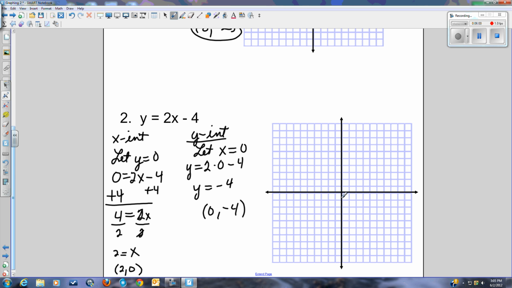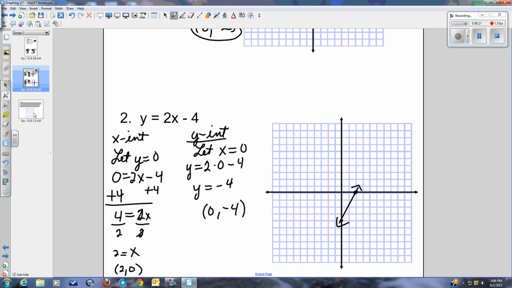So I'm just going to graph those 2 points. Here's (2, 0), (0, -4). And connect them. Put your arrows on the ends. So that's a pretty quick way of graphing.